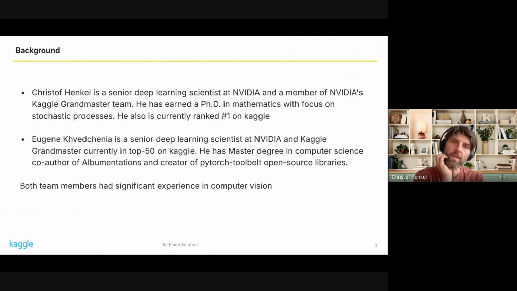So I'm Christoph Henkel. I work at NVIDIA as a deep learning data scientist. I'm also part of NVIDIA's KGMON team, which is a specific team of Kaggle grandmasters at NVIDIA. My background is in mathematics, where I have a PhD, and I'm currently ranked #1 overall in competitions on Kaggle.